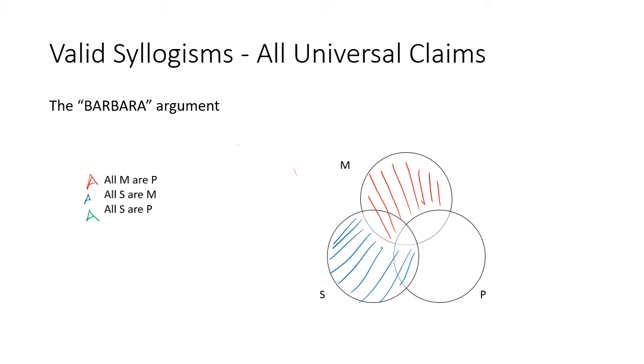The only way to fill in this area of the Venn diagram. So if the conclusion is true, then that area would be empty, and that is the only way to do it. The only valid form that has a universal affirmative conclusion.